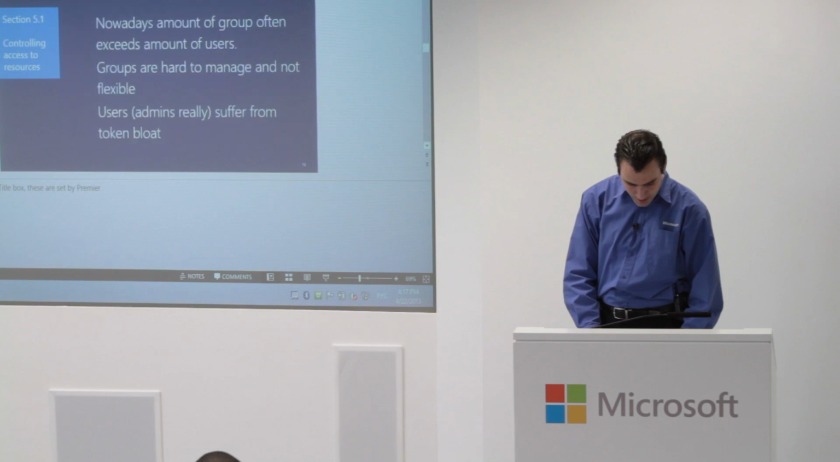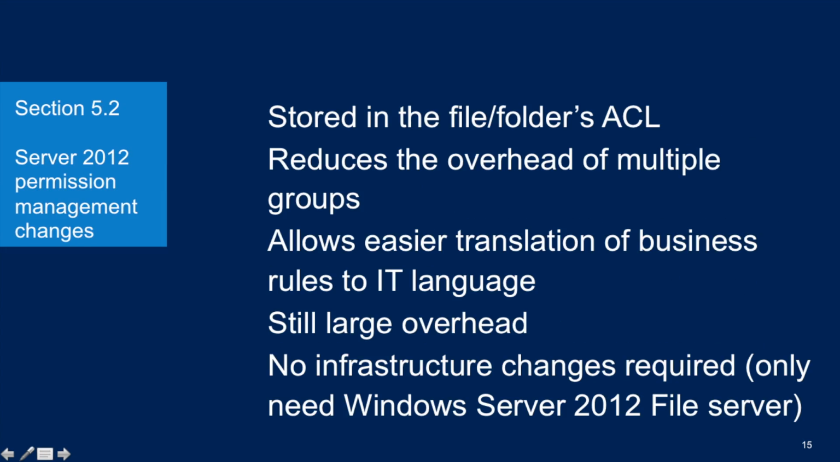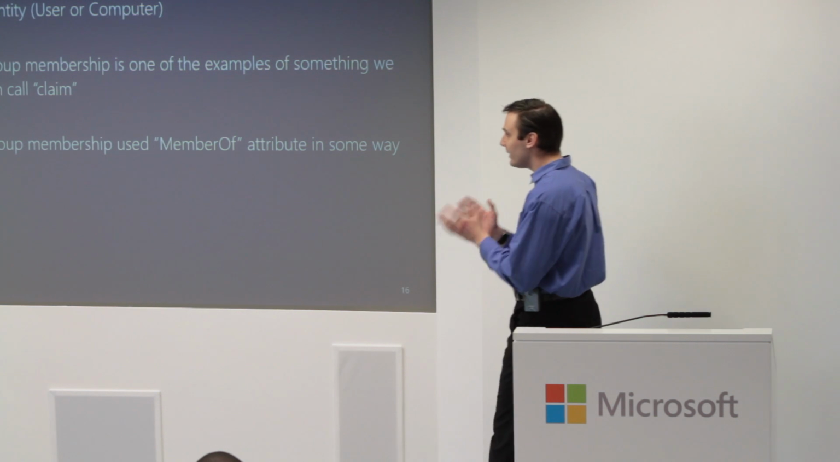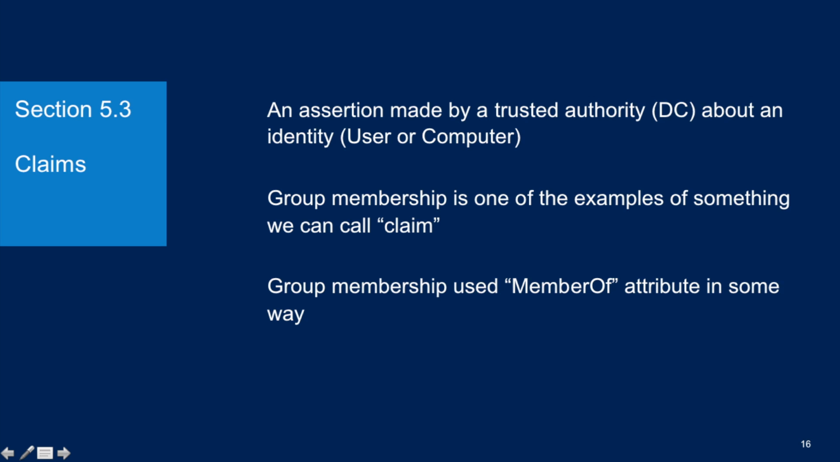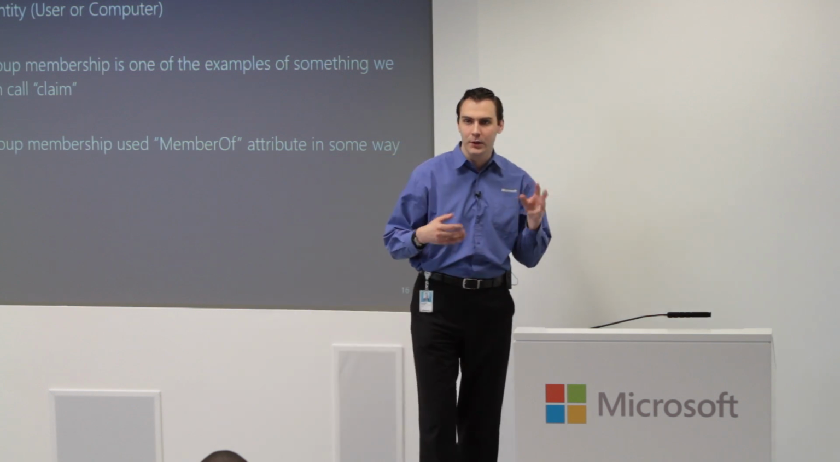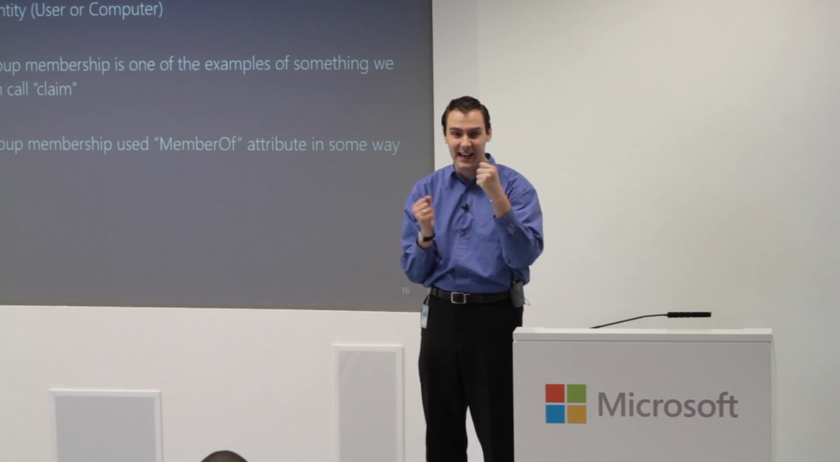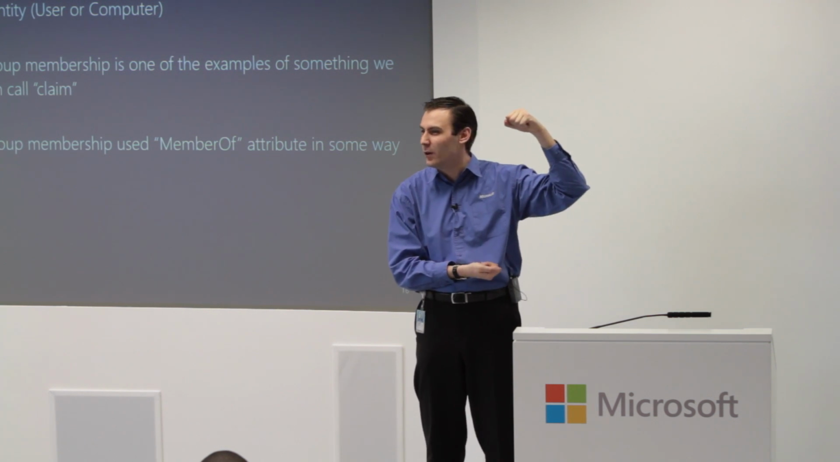So let me switch to this for a second. A claim is an assertion made by a trusted authority, in our case by a domain controller, about a user or a computer. So typically, when you log on, the domain controller gives you a token, right? A Kerberos ticket. Many of you know that, right?